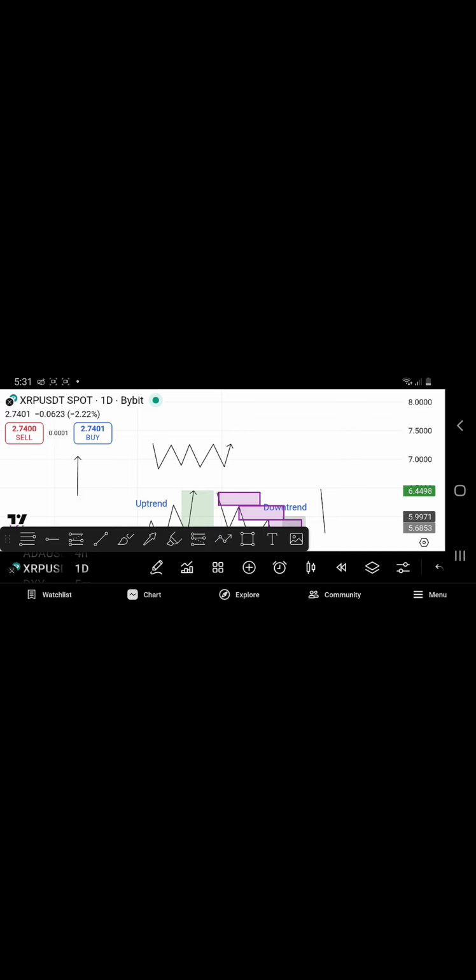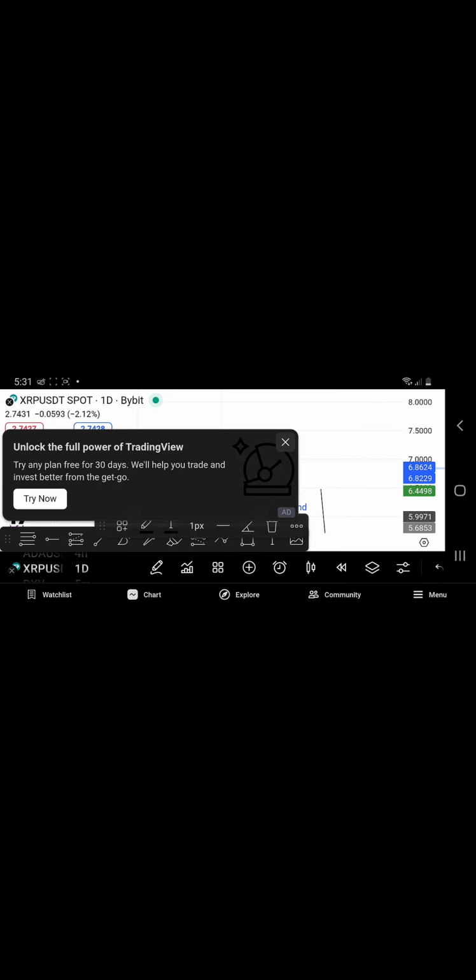So the next thing is what we call sideways consolidation, actually support and resistance. So this is your support, the sell zone, and this is your resistance, actually the buy zone. What it means in this market is that the buyers' candlesticks and the sellers' candlesticks are equal.